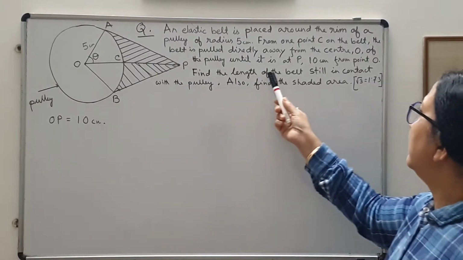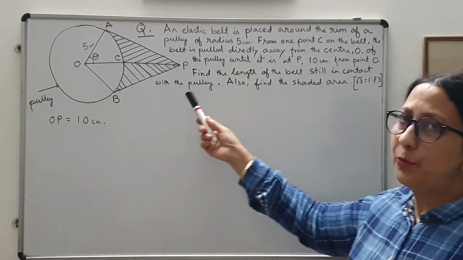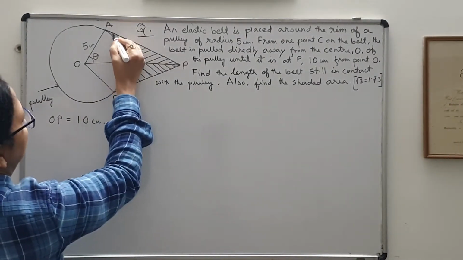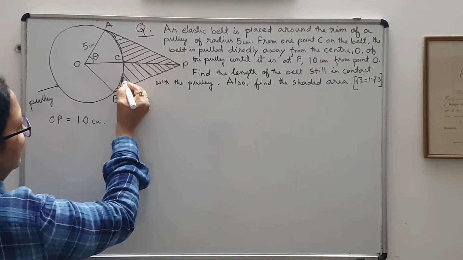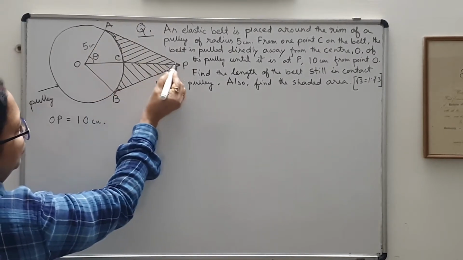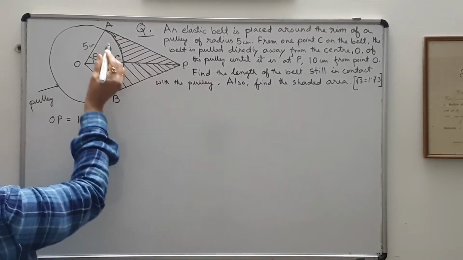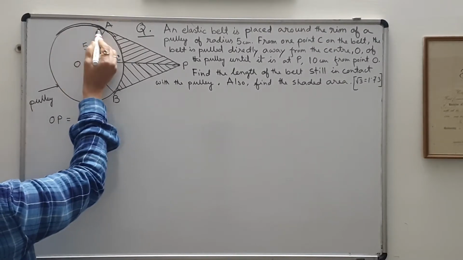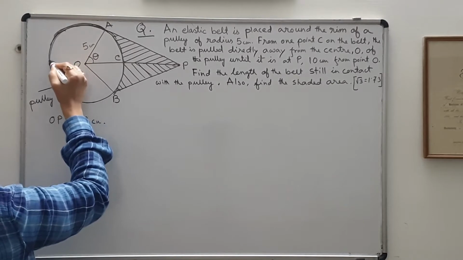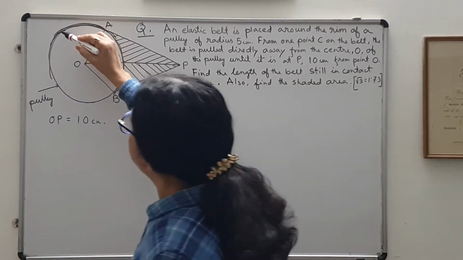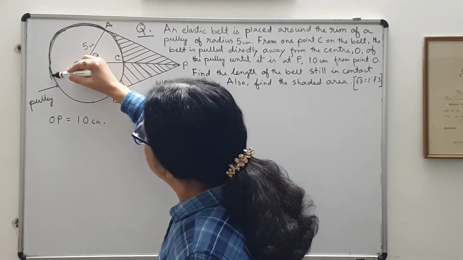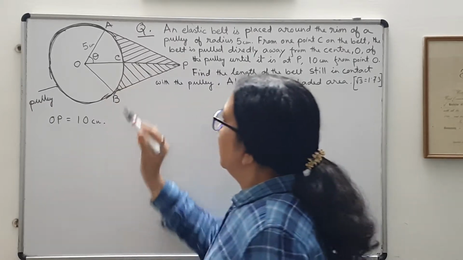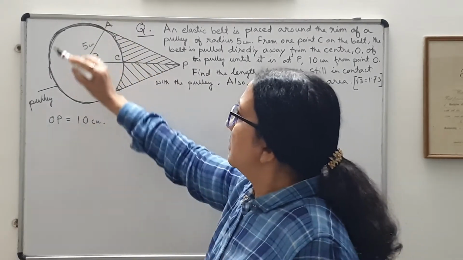You have to find the length of the belt still in contact with the pulley. So obviously you see this part of the belt is not in contact. This part has taken the shape of a triangle like this. So the part of the belt in contact is this part. This part is in contact, up to this. So this part of the belt is in contact with the pulley.